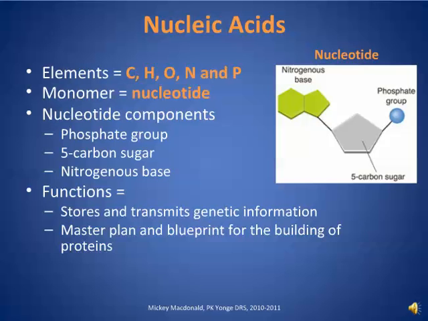Nucleic acids are essential to all living things as they function as the heredity information that is passed from one generation to the next. The monomer of nucleic acids is a nucleotide. The nucleotide has 3 parts: a phosphate group, seen here in blue, a 5-carbon sugar, seen in gray, and a nitrogenous base, seen in green. All nucleic acids contain either the sugar ribose or the sugar deoxyribose. All nucleotides contain one of only 5 nitrogenous bases: adenine, guanine, cytosine, thymine, or uracil.